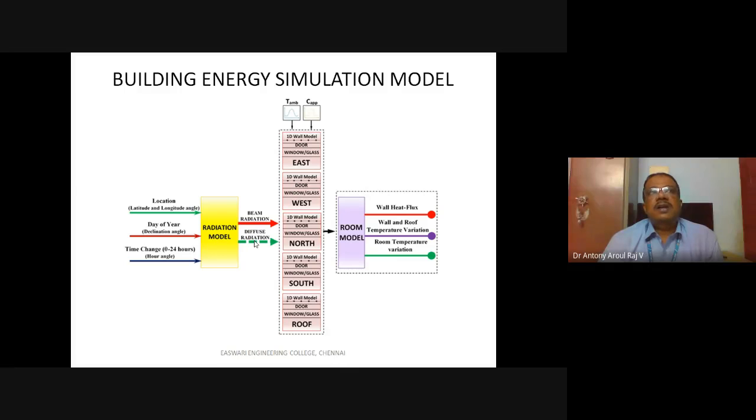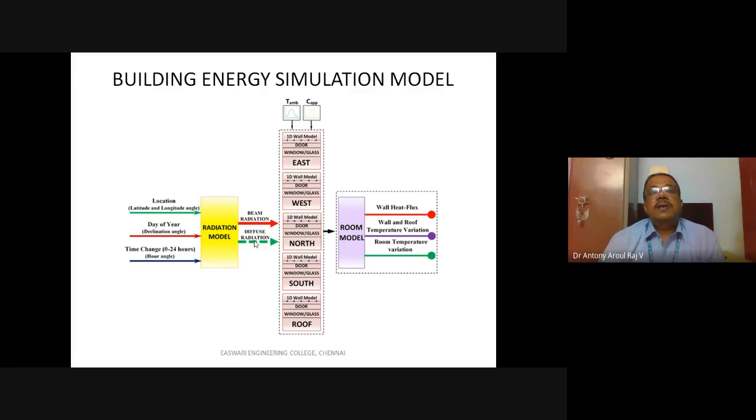For example, if you have clear glass and an overhang over the window, in the morning you will find that radiation enters only through 1/4 of the window. Short beam radiation means visible light, directly entering the building and falling on the floor. So when you are accounting for beam radiation, because the overhang blocks the direct radiation, only 1/4 of the window will be visible. So that is beam radiation.